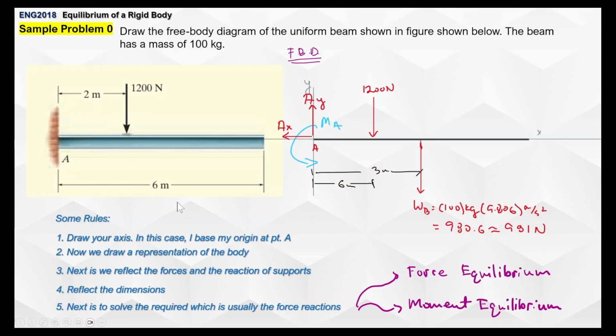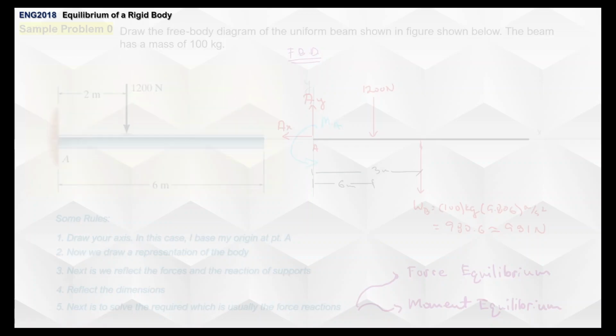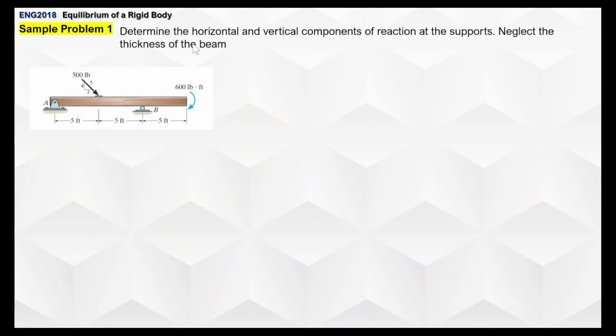Okay, so let's try to actually solve a problem. Determine the horizontal and vertical components of reaction at the supports. Let's neglect muna the thickness of the beam. So we have here a pin and a roller. So first things first is to identify muna what are the supports being provided. So we have here a pin, normally projected by this, and a roller.